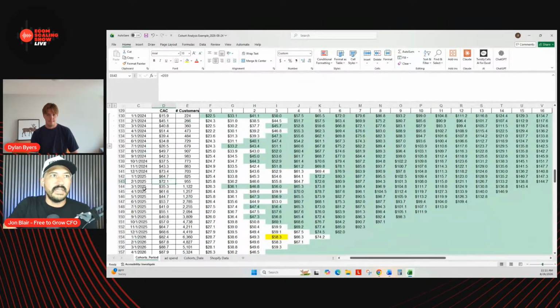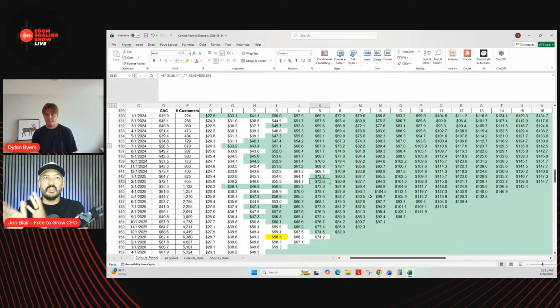This cohort in February of 2025 spent $72.10 per new customer in ad spend. You can see the green is conditional formatting that signifies when that cohort has paid for itself in margin dollars, paid for its CAC. You can see here in month 5, we have accumulated $72.60 of margin by month 5.